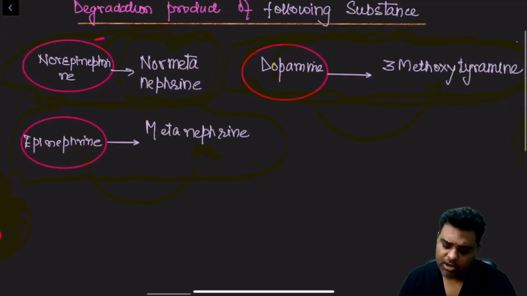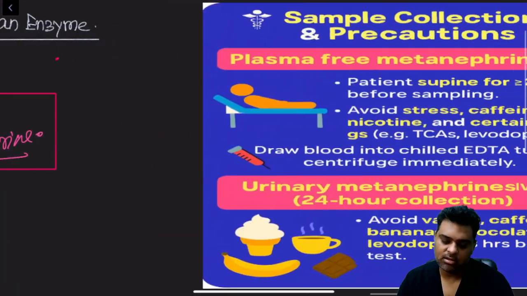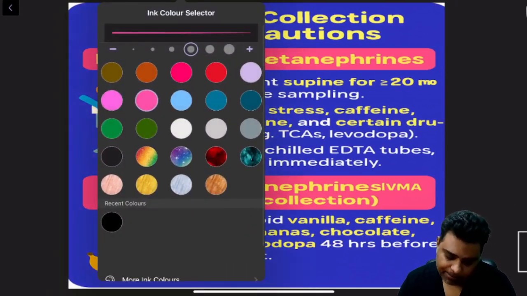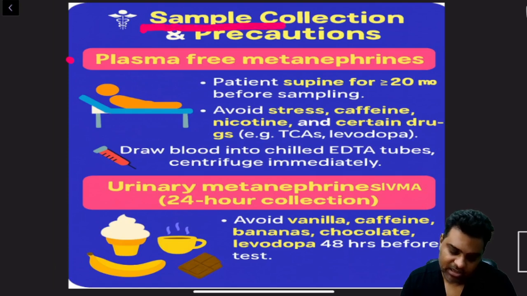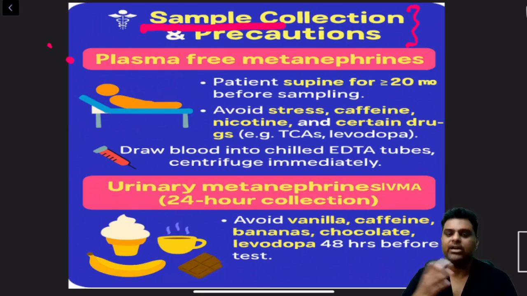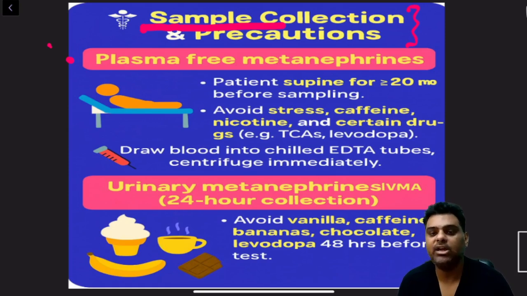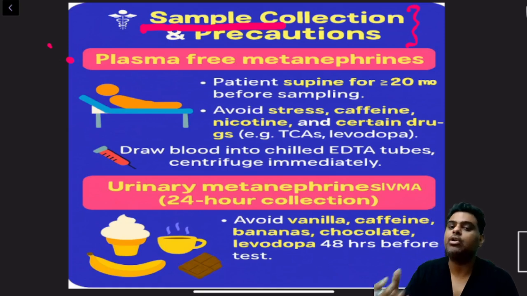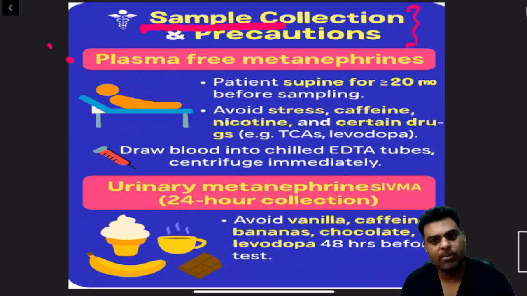Now, a very important point is regarding the sample collection. How to do the sample collection? Regarding the sample collection of these things, please remember what metanephrines are formed from. Metanephrines or normetanephrines are formed from epinephrine and norepinephrine. For example, if I sit down or if I stand, my blood pressure will fall and the body will try to increase the blood pressure. So there will be sympathetic overstimulation and more epinephrine and norepinephrine will be formed. So more metanephrines and normetanephrines will be formed. If at that time I take the blood sample of the patient, what will I find? I will find a false positive result of the metanephrines and the normetanephrines.